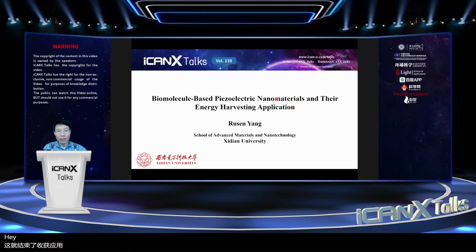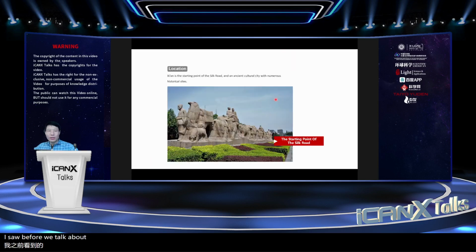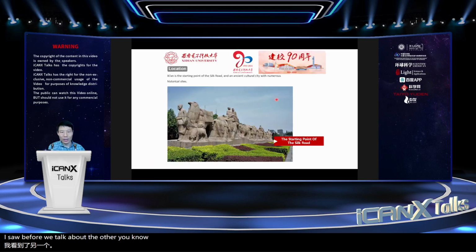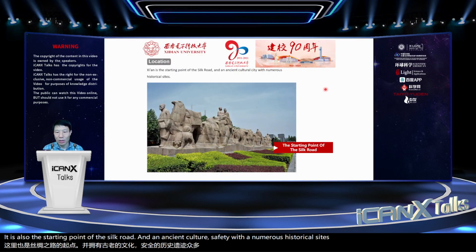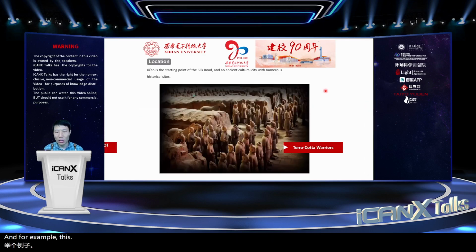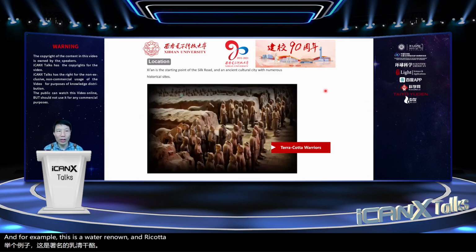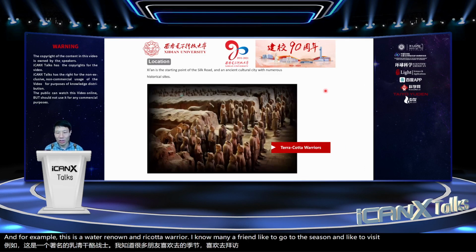Okay. So before we talk about that, I would like to introduce you to my university, the Xidian University. And this university is located in Xi'an. Xi'an is one of the oldest cities in China. It is also the starting point of the Silk Road and an ancient cultural city with numerous historical sites. And for example, this is the world-renowned terracotta warrior. I know many friends like to visit Xi'an and like to visit the terracotta warrior.